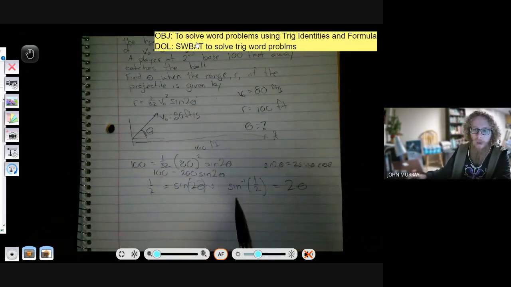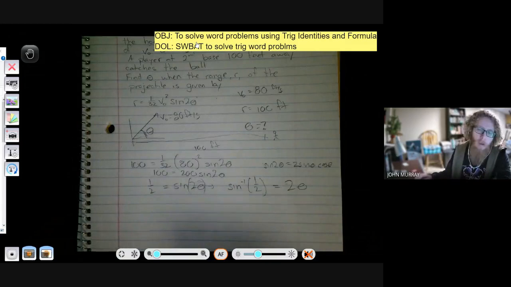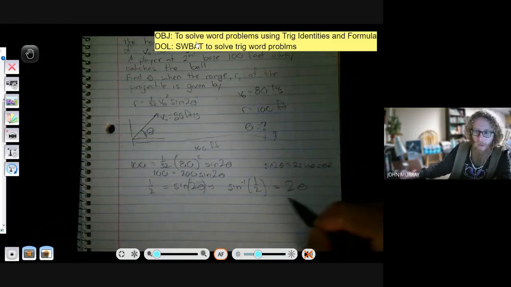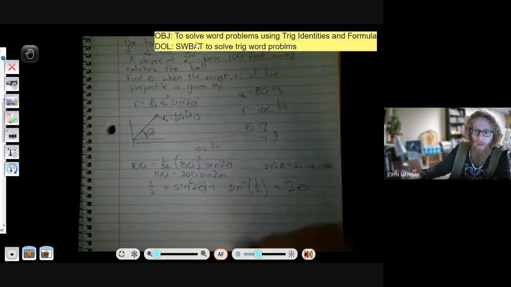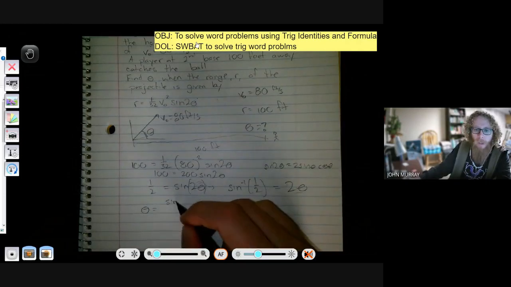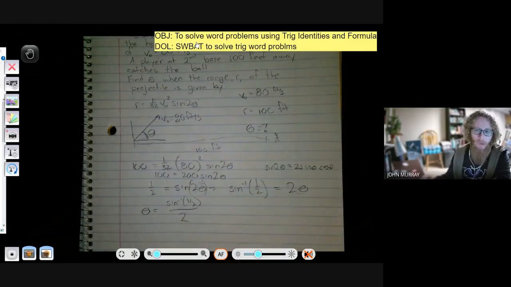I wanted to show you this too. You can go ahead and find what this is equal to, or you can continue to solve the problem and then worry about plugging it in later. I'm going to do it that way. So again, I want to get theta alone. So in order to do that right now, I would divide both sides by 2. So my angle is equal to the inverse sine of 1/2, over 2.